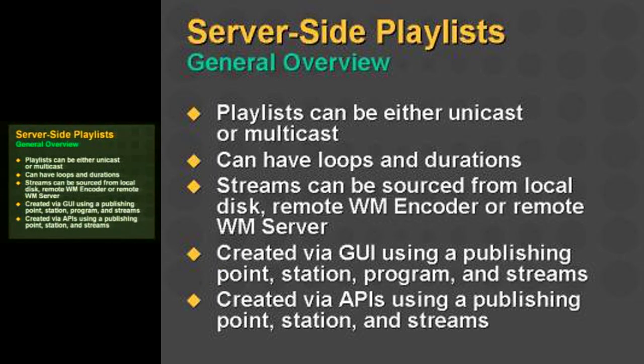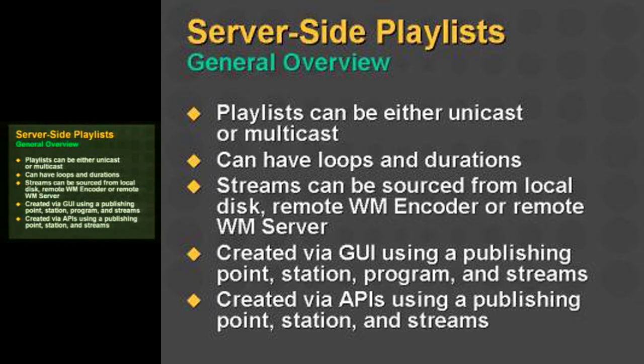Looking at server side now, playlists can be either unicast or multicast, and I'll show you both. You have loops and durations. Streams can be sourced from a number of different places, really like from the player in a lot of ways: from a local disk, a remote encoder, or a remote server for fan-out scenarios. And they're created a couple different ways. You can create via the user interface, which I'll show you, through the administrator. And you'll create it through four different types of objects that all have different purposes and specialties: publishing point, station, program, and streams.